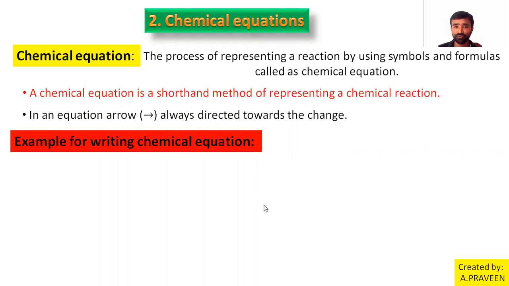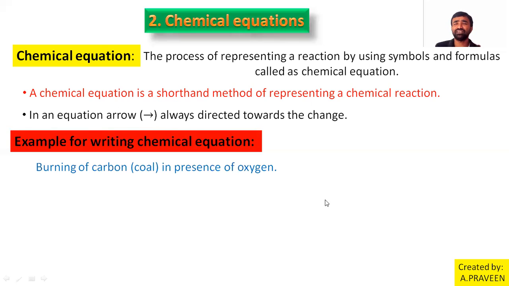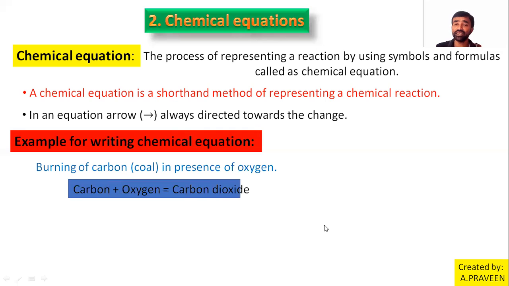So, examples for writing chemical equations. For example, consider the chemical reaction of burning carbon in the presence of oxygen. Writing that burning of carbon or coal in the presence of oxygen produces ash, heat energy, light energy, etc. is difficult. To avoid that, I am writing simply using words. Carbon combines with oxygen and gives carbon dioxide. I used words to represent the reaction. This type of representation is called a word equation.